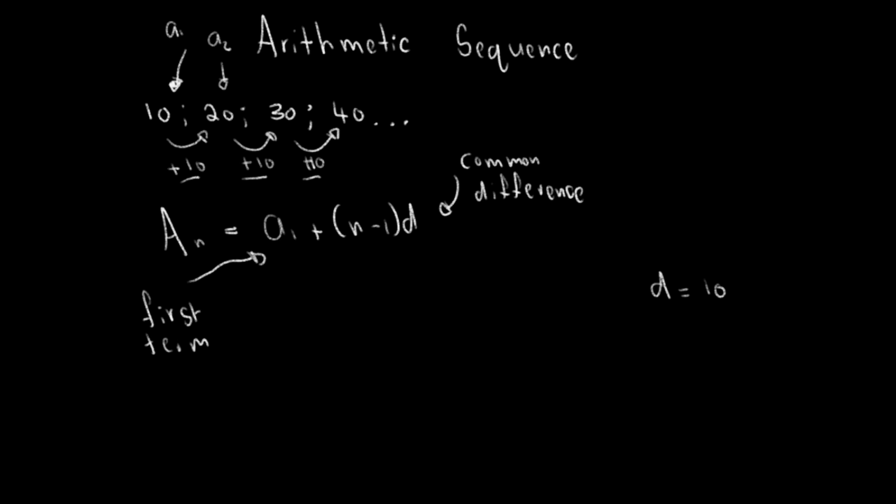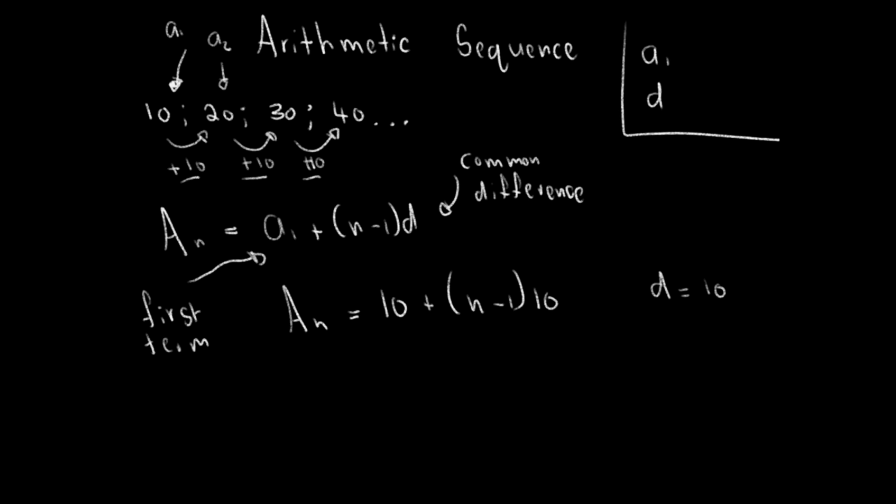So let's try to find the rule. Now that I know what a1 is, I can substitute 10. The n for now we're just going to leave. We want to create a rule to calculate n. And then I can add my common difference. So the two things that we need are a1 and d. If we have these two factors from the equation, we can pretty much solve a sub n.